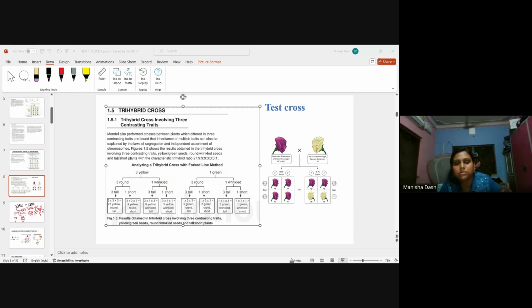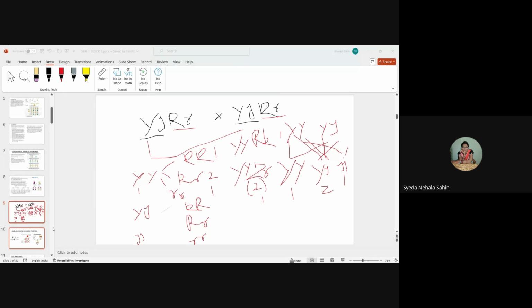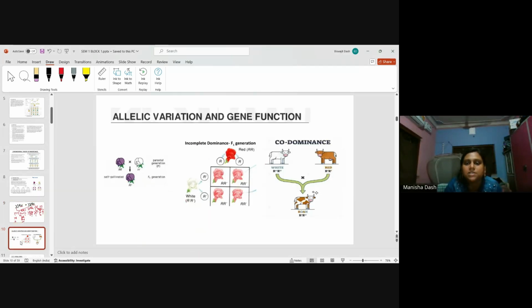Then coming to the next thing, that is extensions of Mendelian principle. So up to this, we had the Mendelism. That means there was no linkage, no crossing over. We are assuming that every gene is occurring in two alleles, and there is concept of dominance and recessiveness. But some things could go beyond that.